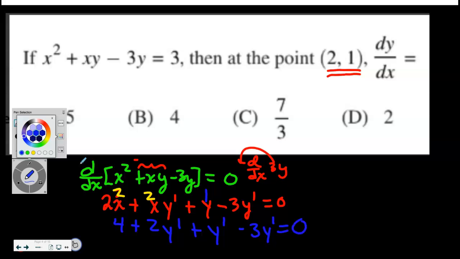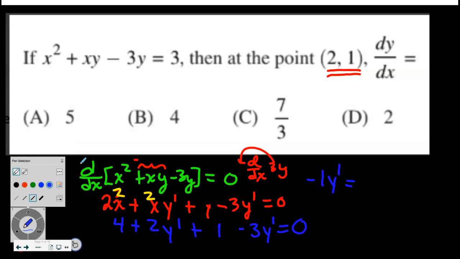So when I add these up, wait a minute, that wasn't a y prime, that was a y, excuse me, and my y value was 1. So when I work this one through, I have 2y primes minus 3y primes, so I have a negative 1y prime, and I have that equaling a negative 5. When I divide both sides by negative 1, I'll get a 5. So that was just a straightforward implicit problem.